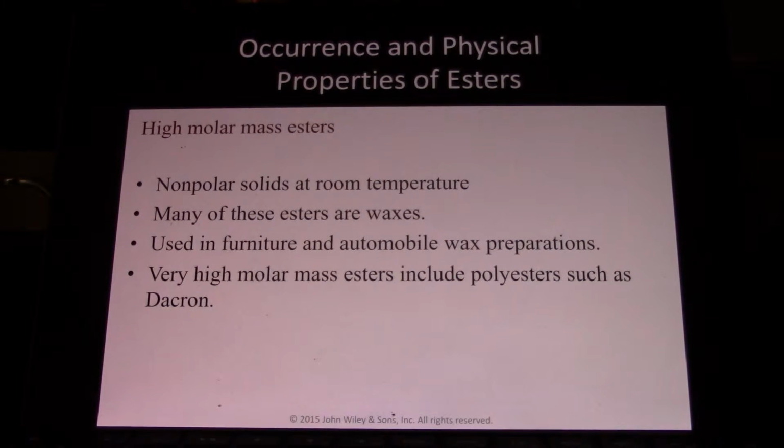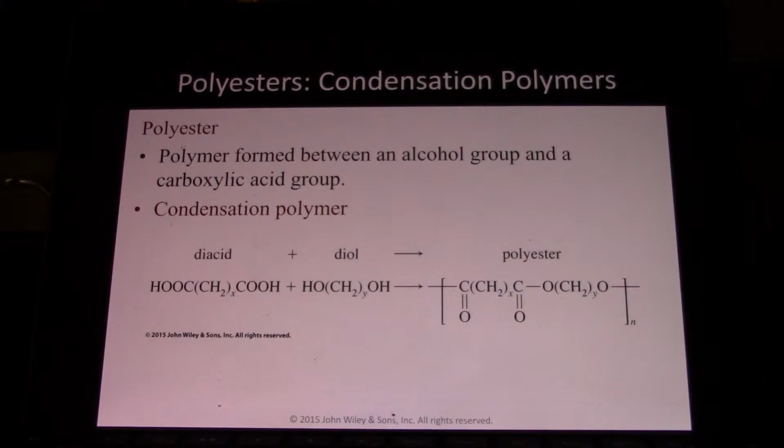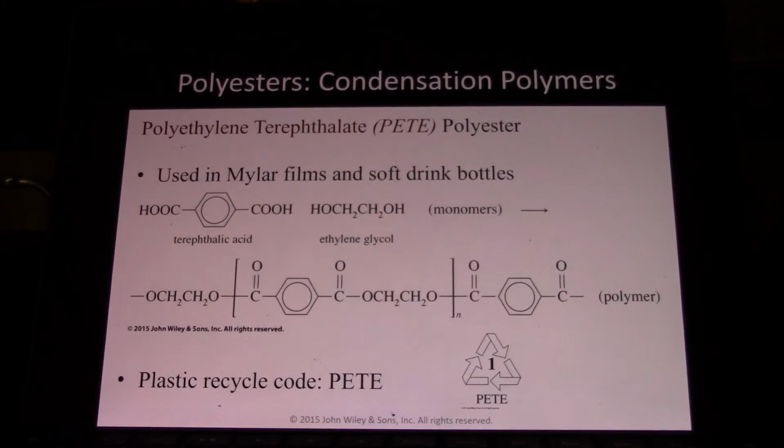High molar mass esters. These are waxes. A wax is just a gigantic ester with gigantic R groups. Used in furniture and automobile wax preparations. They're very high molar mass esters and can include polyesters such as Dacron. So polyester is a polymer, as we talked about earlier in the polymer chapters. Just the polymer contains esters, which is why it's called polyester.